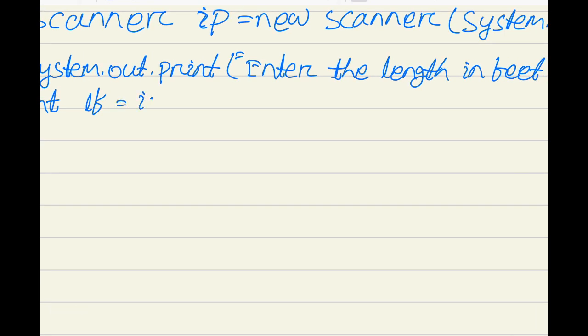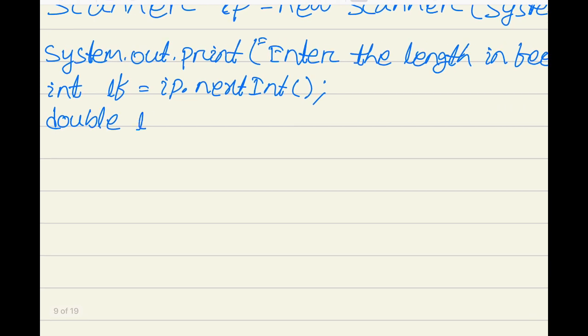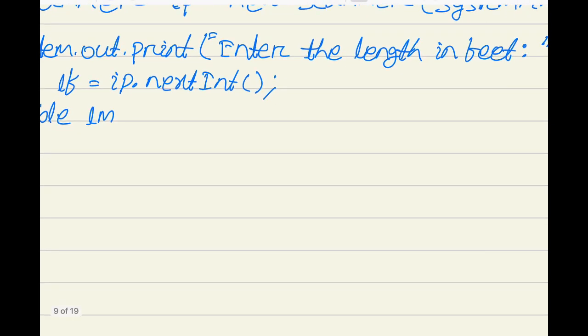So for that we can write ip.nextInt. Now convert this lf to length in meter. So for that we can take another variable, and assume that is the double variable, double lm. So lm is the name of the variable, that is length in meter. So we can write this one, 0.305 multiplication lf. So simple formula.